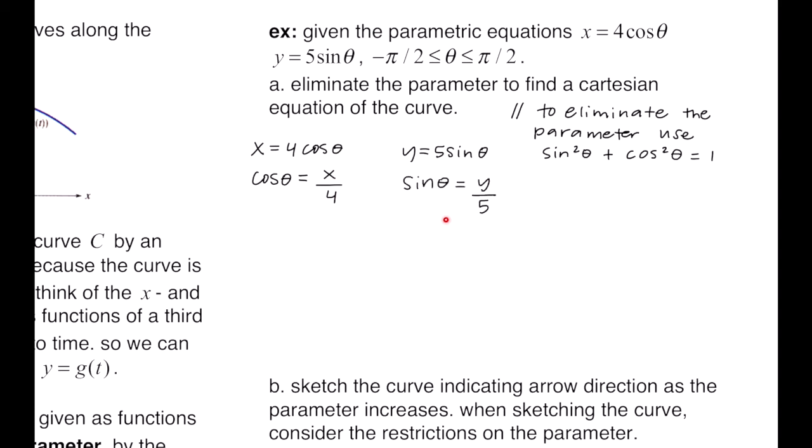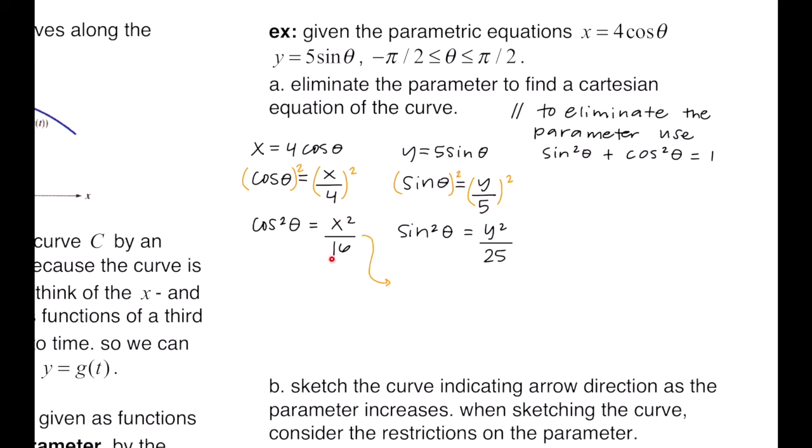So next we're trying to use the trig identity where sine squared of theta plus cosine squared of theta equals 1. That means we need to get cosine squared and sine squared. So the way we're going to do that is we're going to square both sides of both equations. So this becomes cosine squared of theta, and over here on the right, you end up getting x squared over 16, and then we're going to do the same over here. So when we square this, we get sine squared of theta, and then over here, we're going to get y squared over 25.